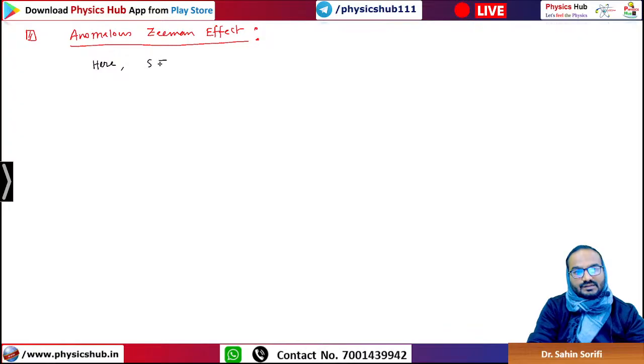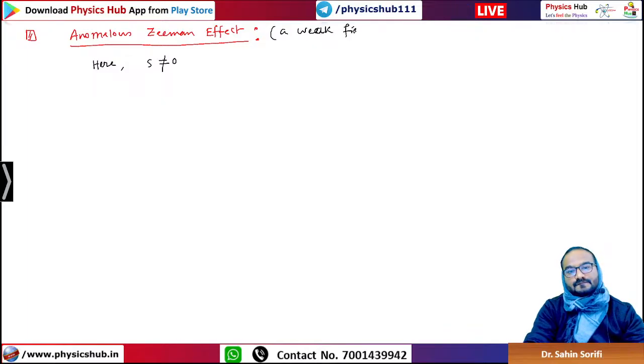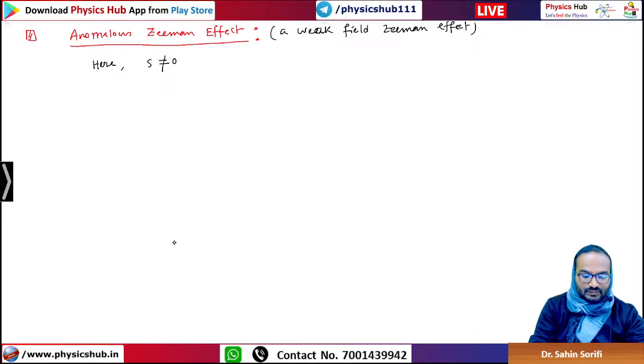Here S not equals to 0, and this is a weak field effect. Okay, S not equals to 0 as well as weak field. If it is strong, then it may be Paschen-Back also. Weak field is very necessary, otherwise you cannot decide.